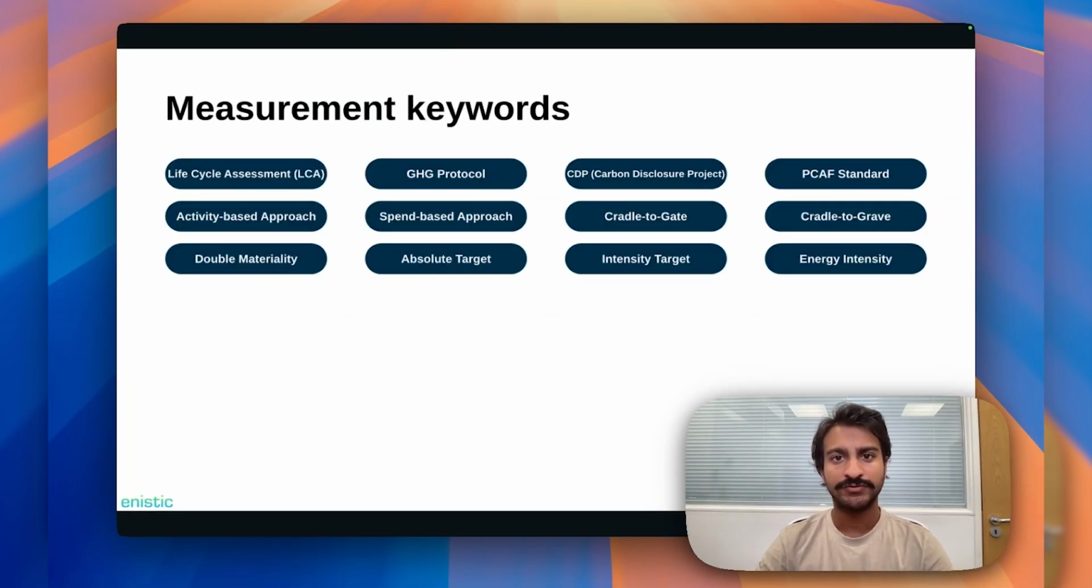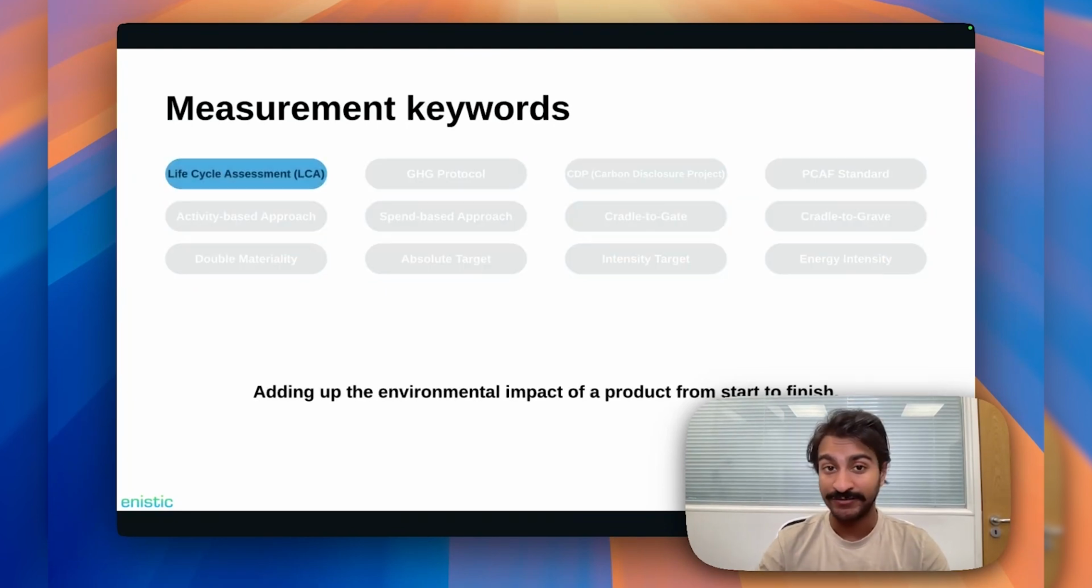Great. Now let's talk about measurement keywords. These are terms used to describe how we measure and calculate our emissions or footprint. Starting with life cycle assessments, or LCAs. These add up the environmental impact of a product from start to finish. It takes into account the full emissions embodied within a given product.